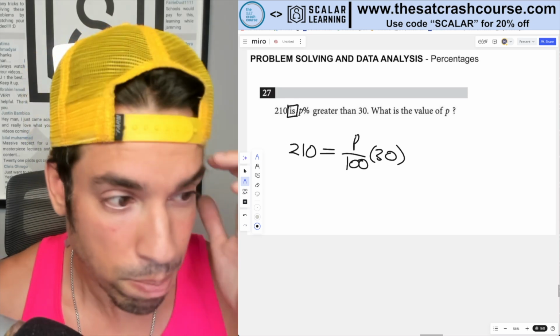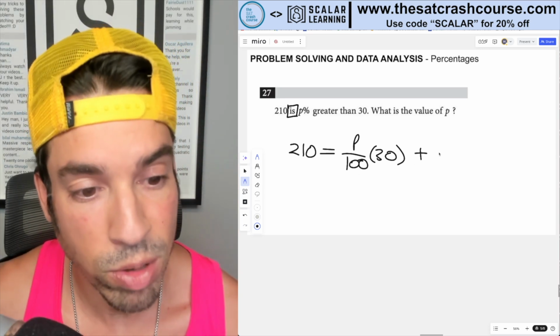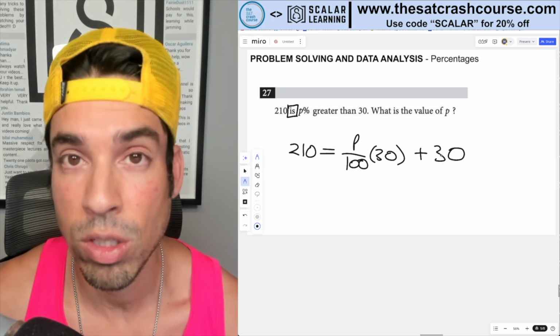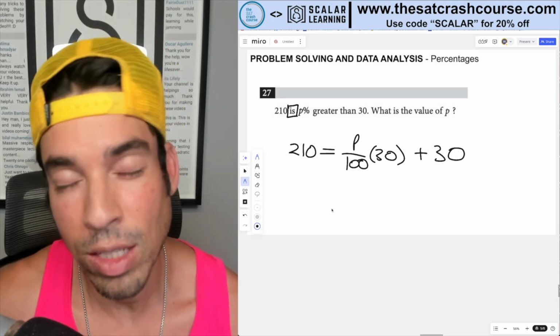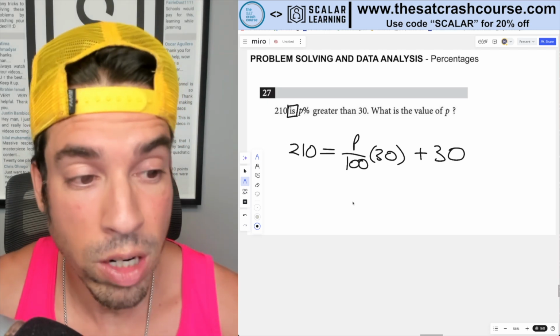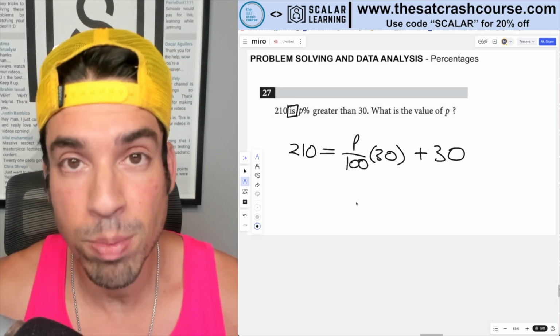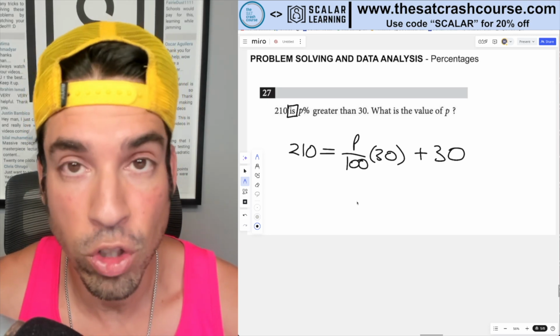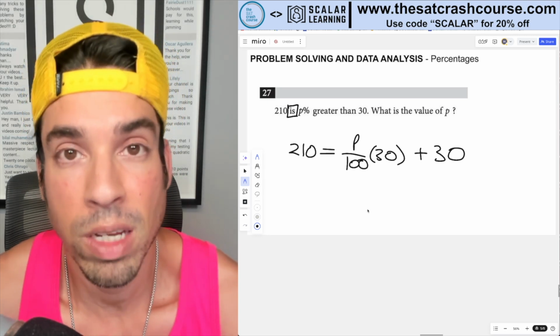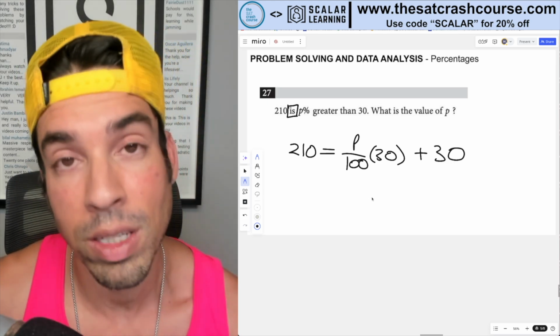It's p% greater than 30. So we're taking p% of 30 and then adding 30 to it. That's what greater than or an increase means. If you ever get tripped up understanding that language, think about if you said, hey, I have $200. What's 50% greater than $200? You wouldn't take 50% of it and say I have $100. You take 50% and add it onto the original and say I have 300.